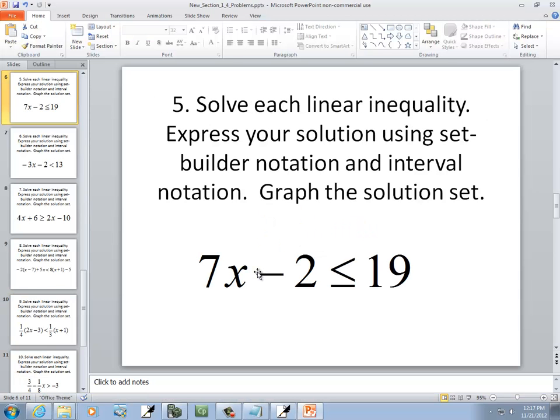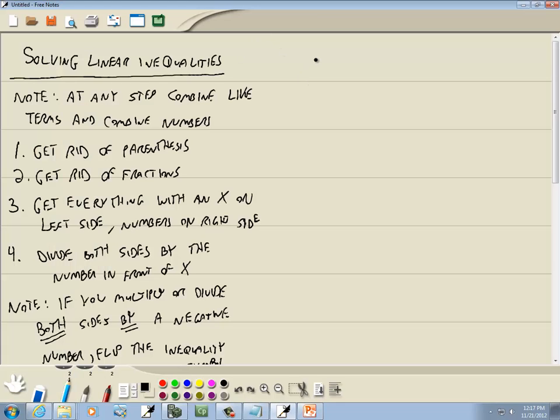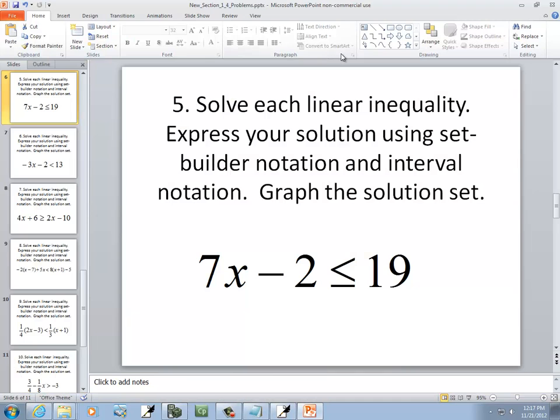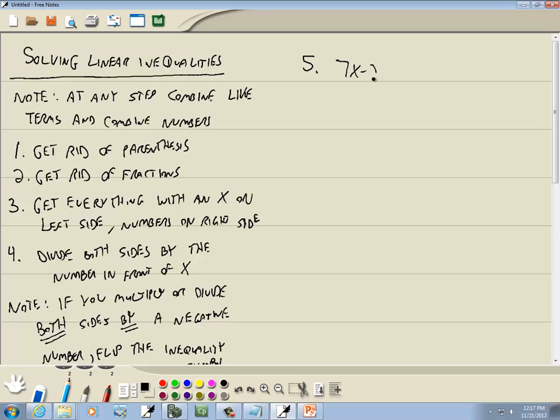Let's look at some problems dealing with this. We got 7x minus 2 is less than or equal to 19. First step, get rid of parentheses. Don't have any. Second step, get rid of fractions. Don't have any. Third step, get everything with an x on the left side, numbers on the right side. So I'm going to take the -2, move it to the right side. Just like when we're working with linear equations, when you take anything across your inequality symbol, the sign changes. So -2 becomes a +2.